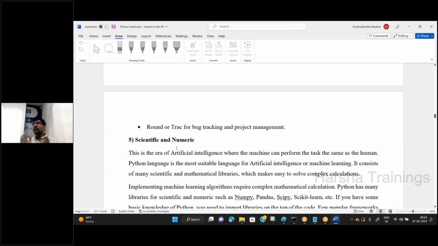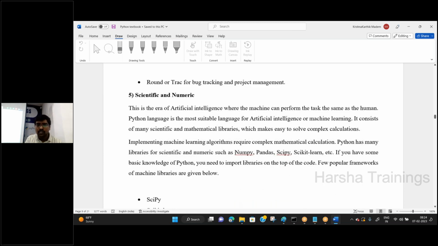Any scientific and numeric applications. This plays a very, very crucial role. Actually, because of this fifth point only, Python became very popular. What is this scientific and numerical applications? In the sense, all machine learning, artificial intelligence applications we are using. Here, this also provides some modules: NumPy, Pandas, SciPy, Scikit-learn, different modules are available.